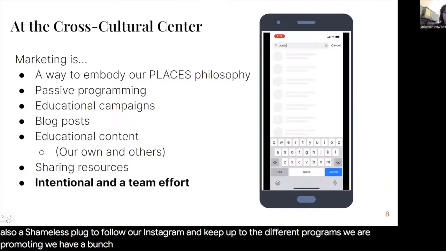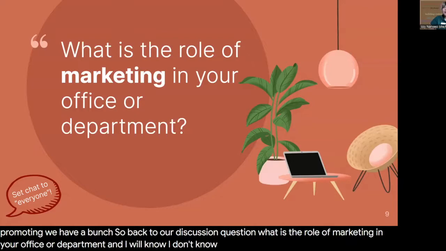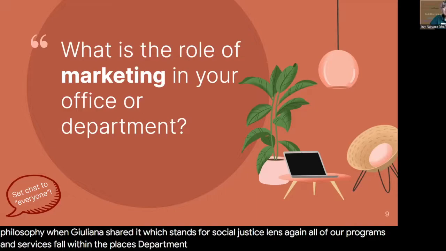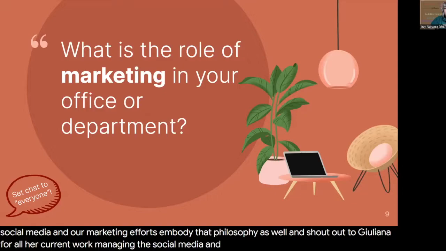So back to our discussion question, what is the role of marketing in your office or department? And I think I missed the S in our PLACES philosophy when Juliana shared it, which stands for social justice lens. Again, all of our programs and services fall within the PLACES philosophy, but we also make sure that our social media and our marketing efforts embody that philosophy as well. And shout out to Juliana for all her current work managing the social media. And another shout out to former staff who set us up for success today.